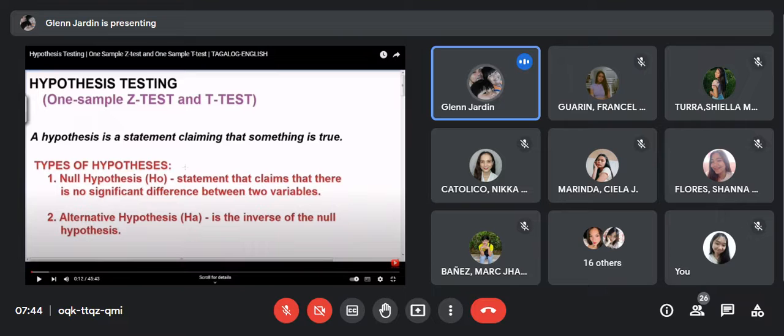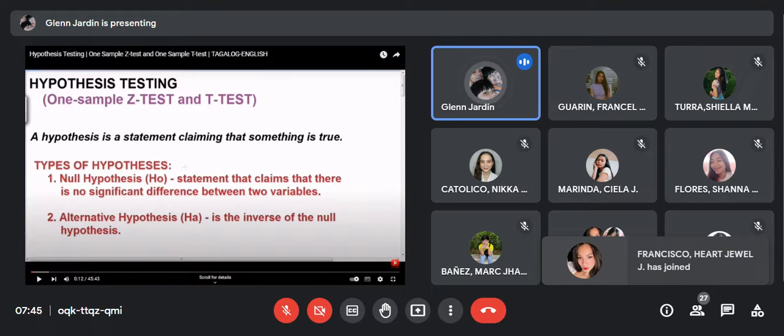So, try to look at the important details again. And then afterwards, we're going to have our discussion, and I'll be explaining some parts that are a bit unclear. Okay, ready na ba para manood, class?